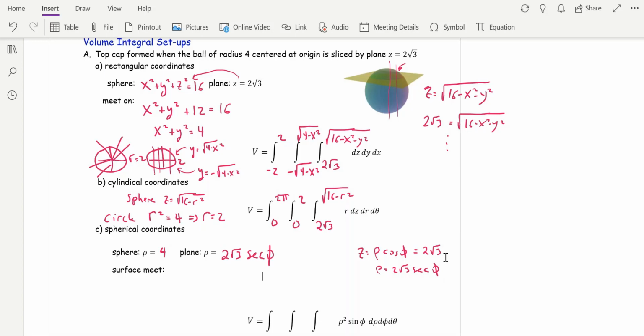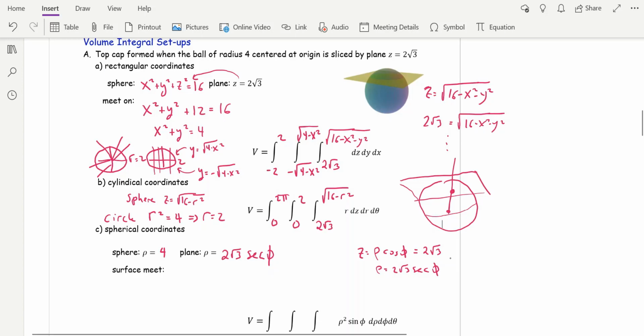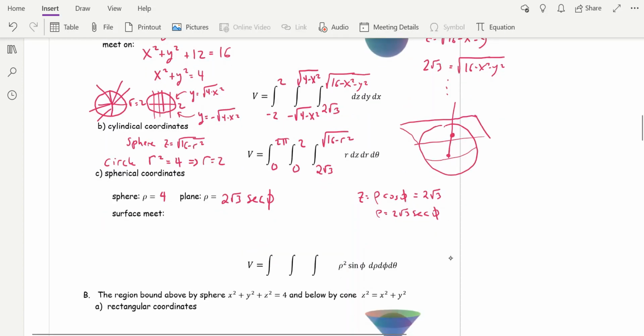Now we want to imagine this. I'm not going to redraw my picture, but imagine a ray starting at the origin. I'm doing the limits on rho. You're going to have a ray. Well, I can draw a new ball. It won't kill me. All right, here's my ray. It's a really crappy picture. Starting at the origin, it's going to enter the solid on that plane. So that's my lower limit on rho. It's going to be 2 root 3 secant phi. And it's going to leave the solid on the top cap, which is rho equal 4. So those are my limits on rho.